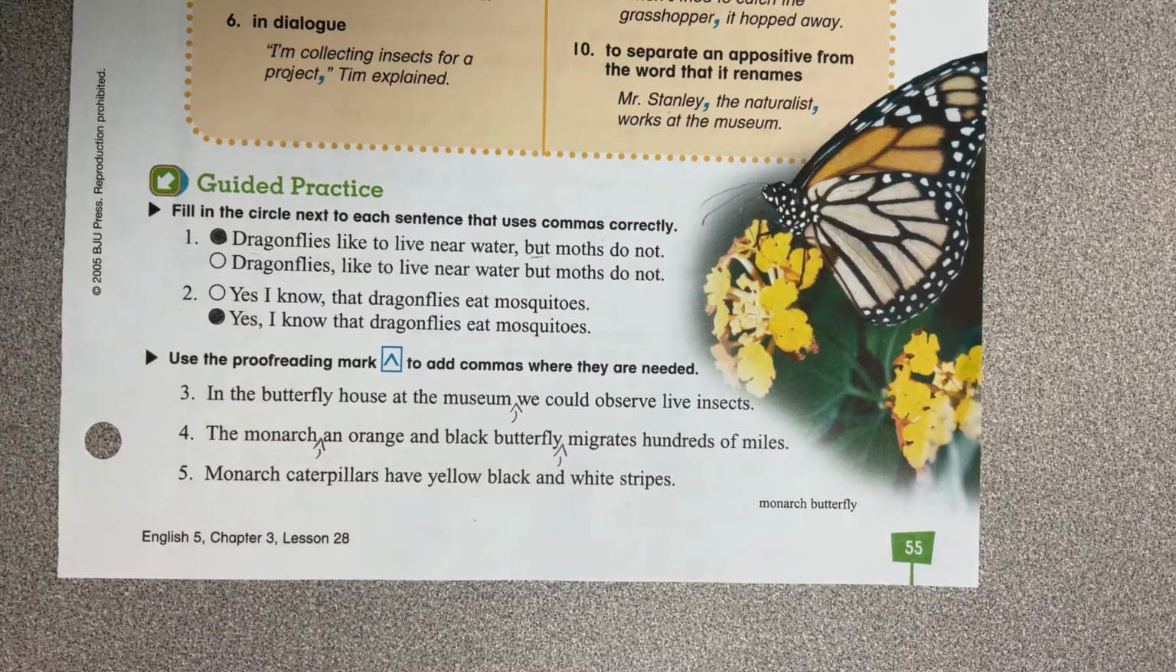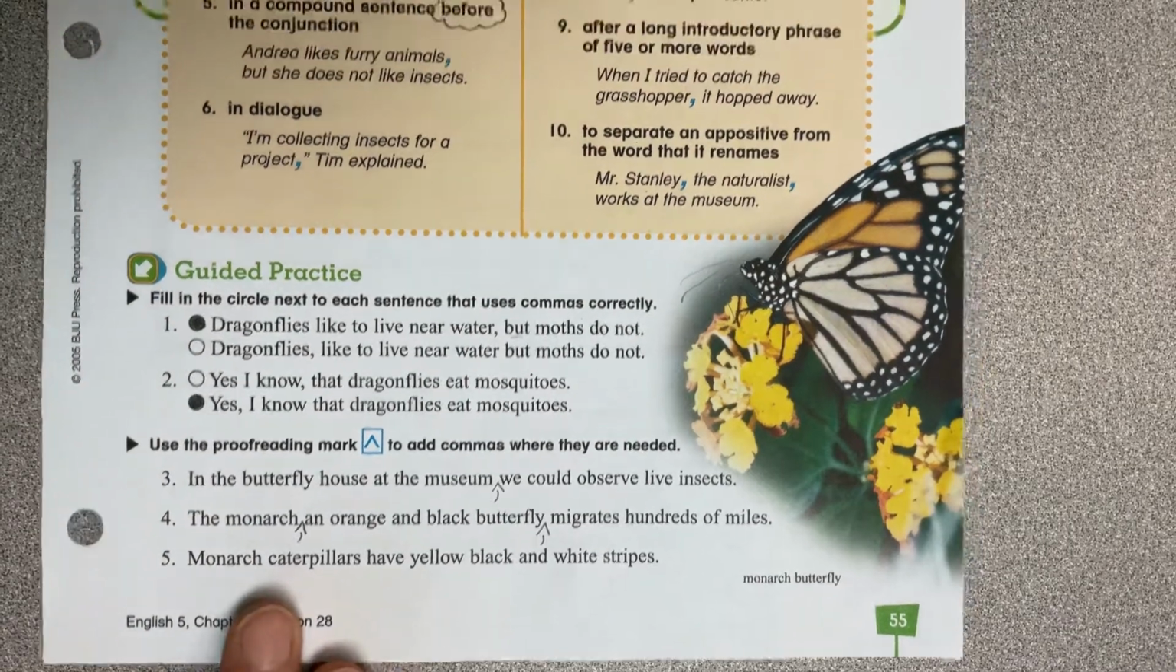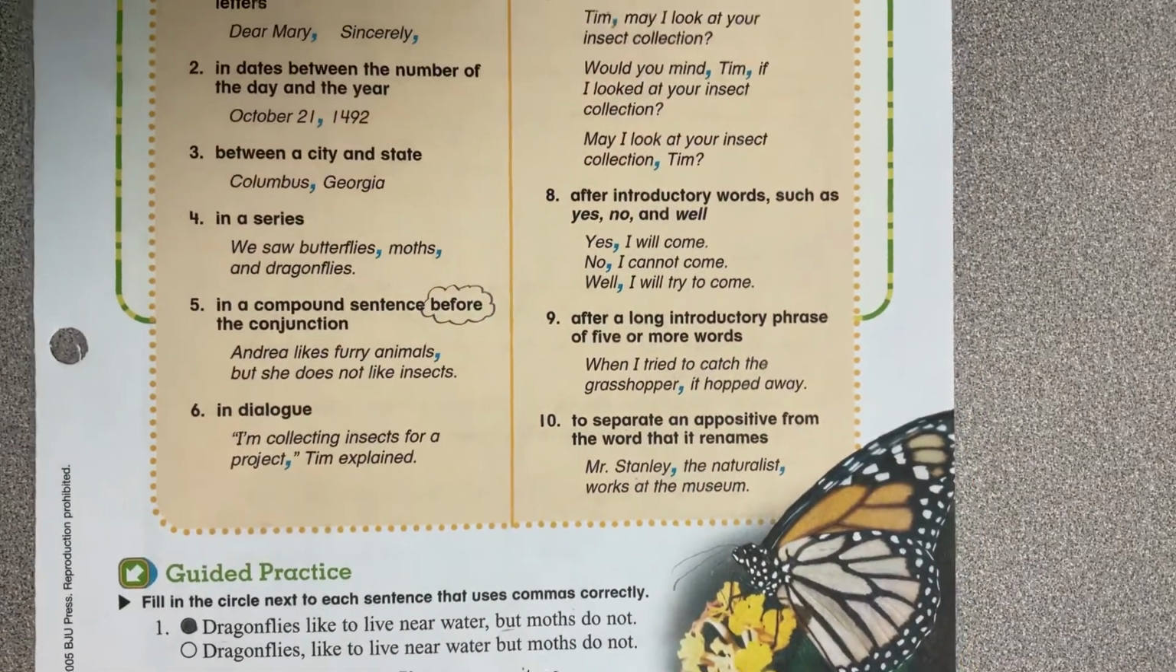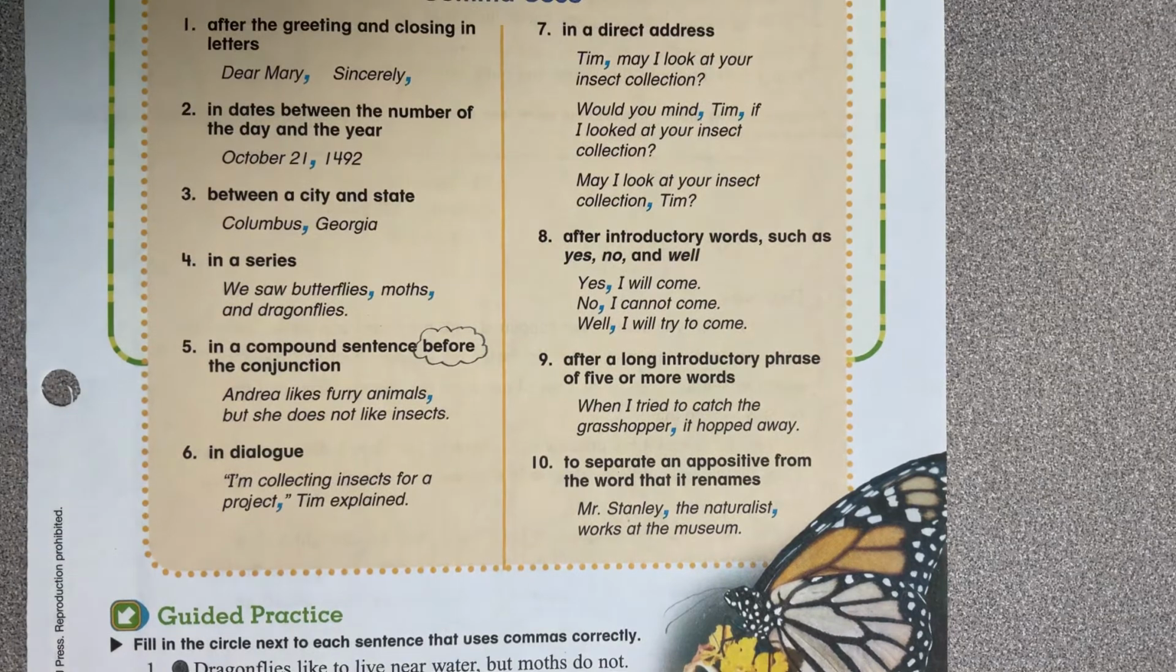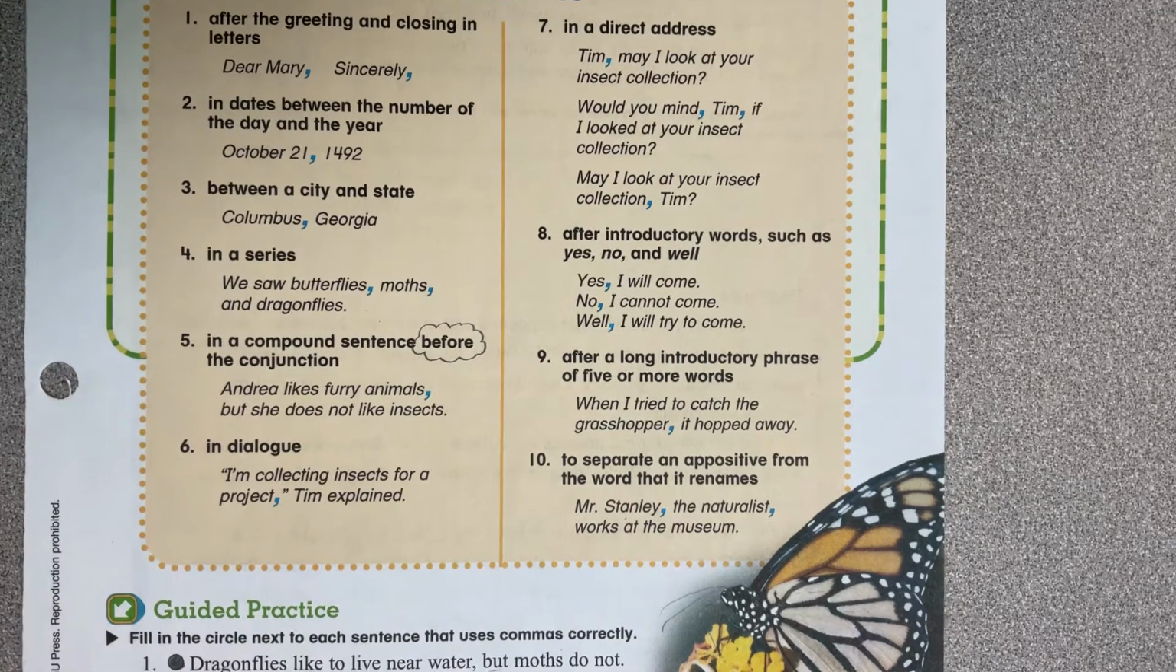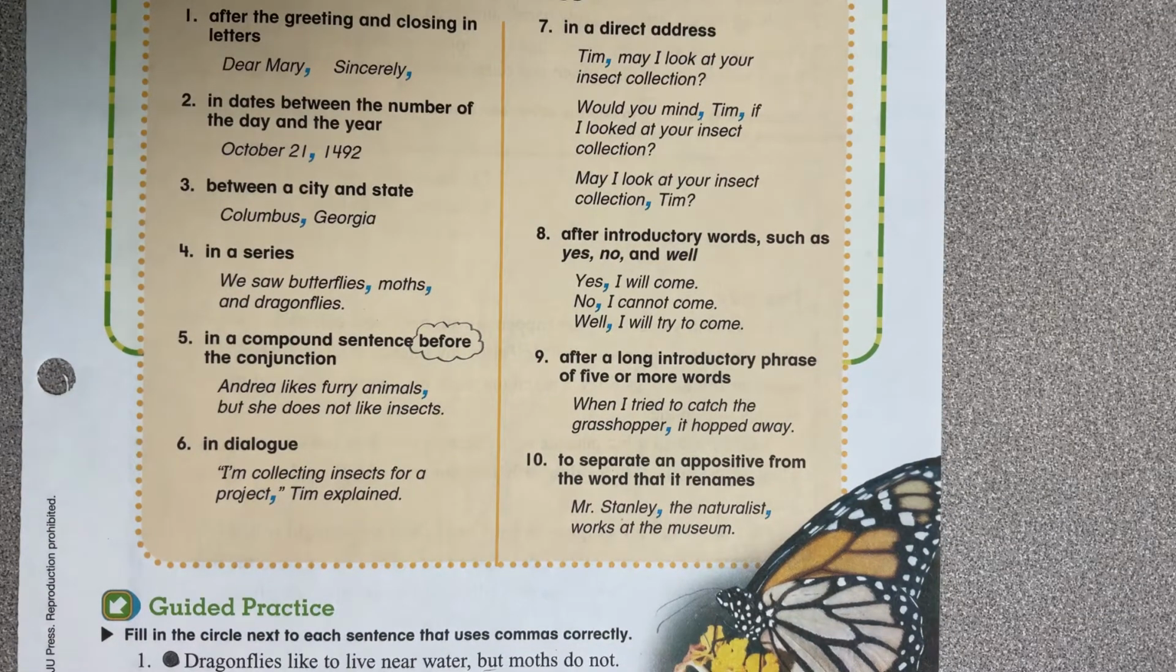Number 5 says, monarch caterpillars have yellow, black, and white stripes. So I want to see if you can figure out which rule up here that one is going to follow, and go ahead and pause the video and put your commas in where you think they belong. And then once you've got your commas, hit the unpause and see if you got them right.